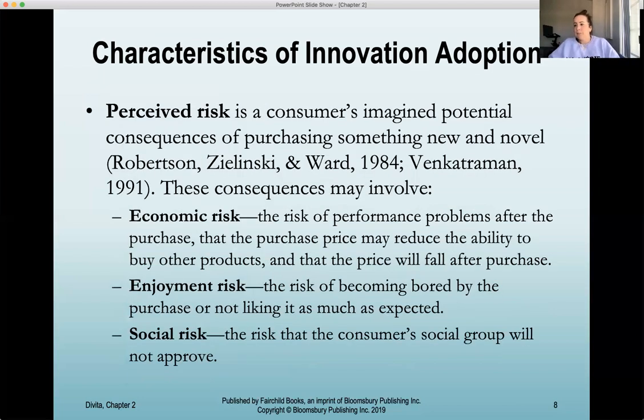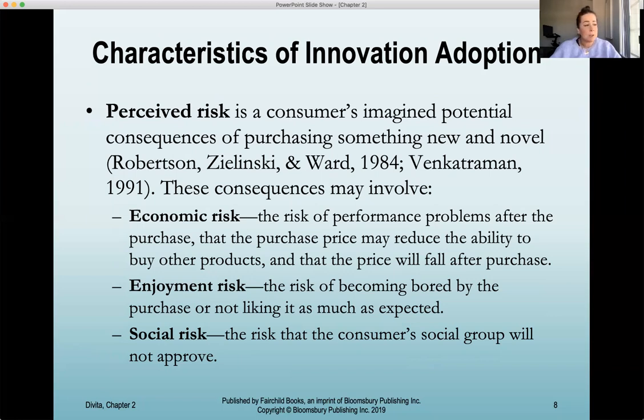Okay, perceived risk. This is a consumer's imagined potential of consequences of purchasing something new and novel. These consequences may involve, first, economic risks. Okay, so me buying those Prada loafers, which is a big portion of my salary, right? That might cause an economic risk. Okay, the risk of performance problems after the purchase.